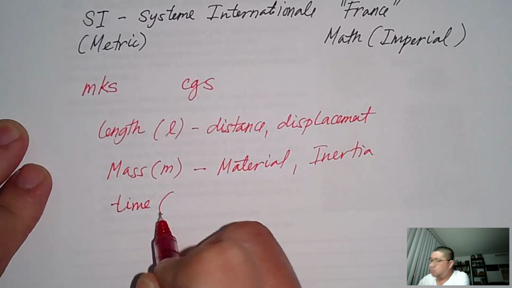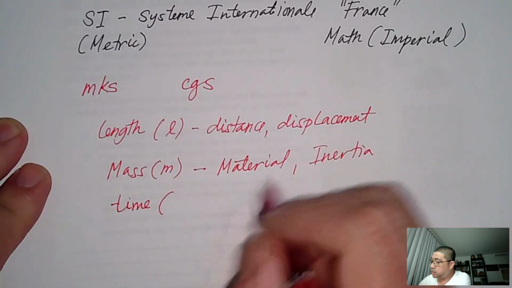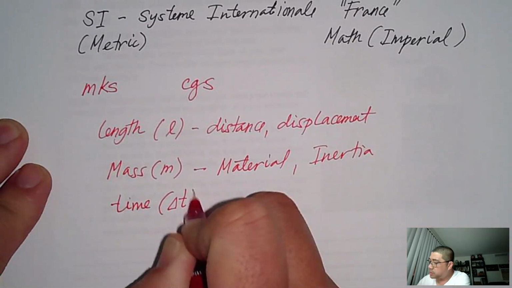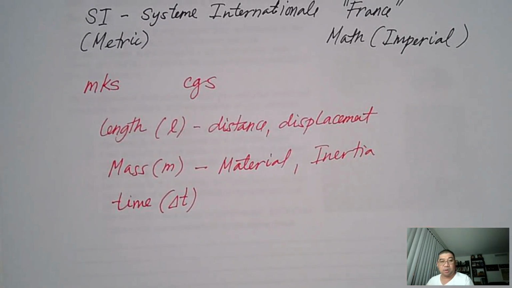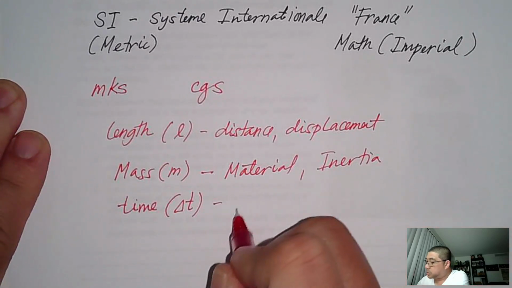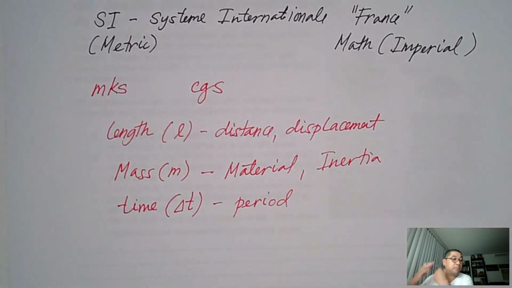Technically, time should not be considered time, but instead it is period. So period, that's why the symbol is delta t. Time is always continuous. So the most important thing here is that we're using period, that change in time.